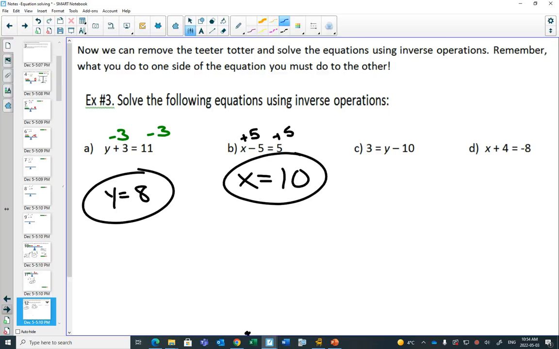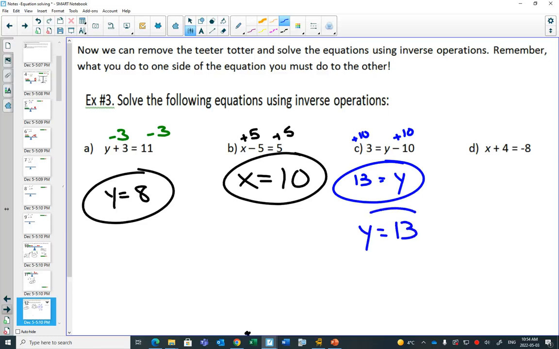Here, minus 10 and 3 are like terms, but they're on opposite sides. So to undo the minus 10, I have to add 10. And y is equal to 13. You can write the y equals on the left side or on the right side. That doesn't matter. Some people like to always have the variable on their left, so you could write your final answer like that: y equals 13. I do too.